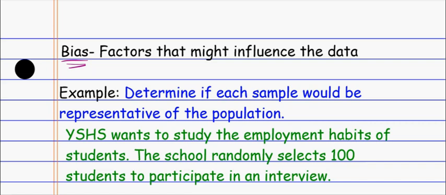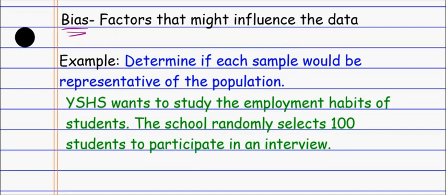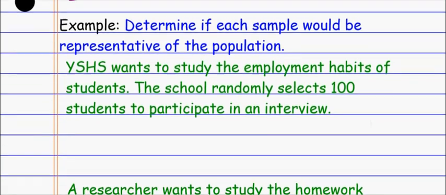Okay. And so if we look at something like this, it says determine if each sample would be representative of the population. In other words, is this a good sample? All right. Does the sample necessarily represent the population, or could it represent the population? Are there any issues? And so that's the big thing. We're going to look for issues here.